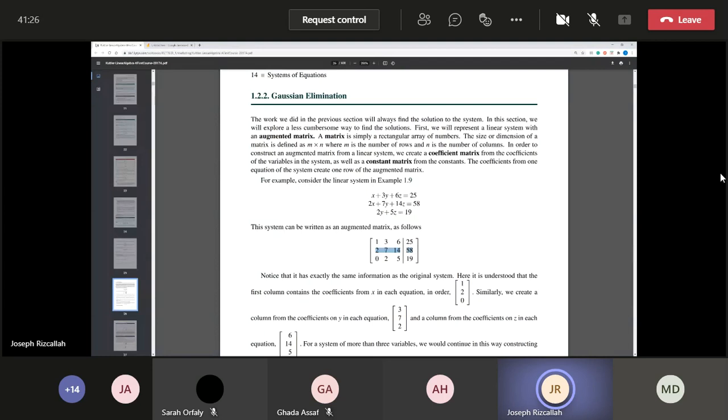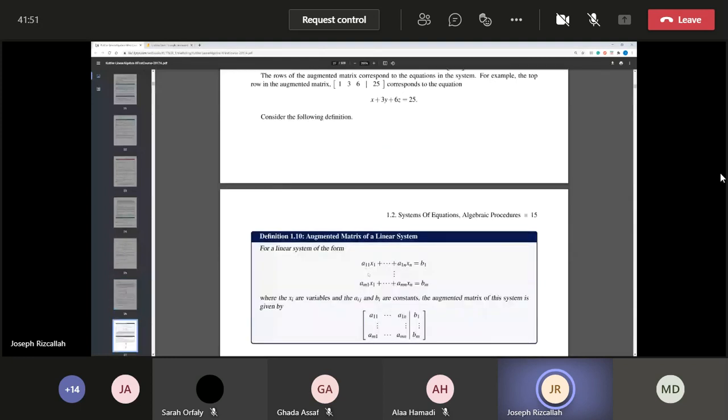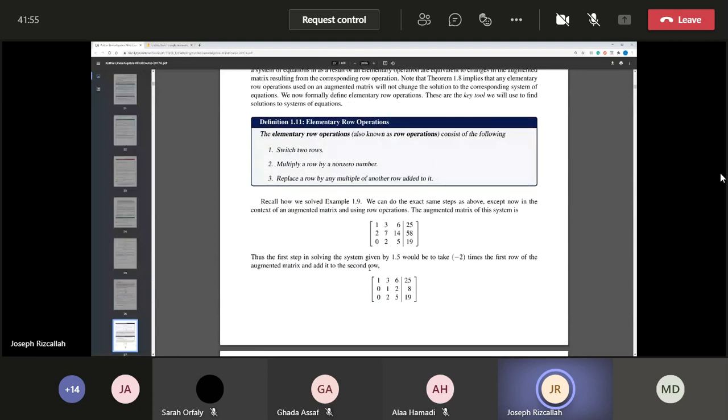And finally, you can multiply a row and add it to another row. For example, you could multiply the second row by a number and add it to the first row, or multiply the second row and add it to the third one, or the first row and add it to the third one. Okay. So these are the elementary operations that you can perform on any augmented matrix. Again, you can switch any two rows, multiply a row by a non-zero number, and replace any row by a multiple of another row added to it.